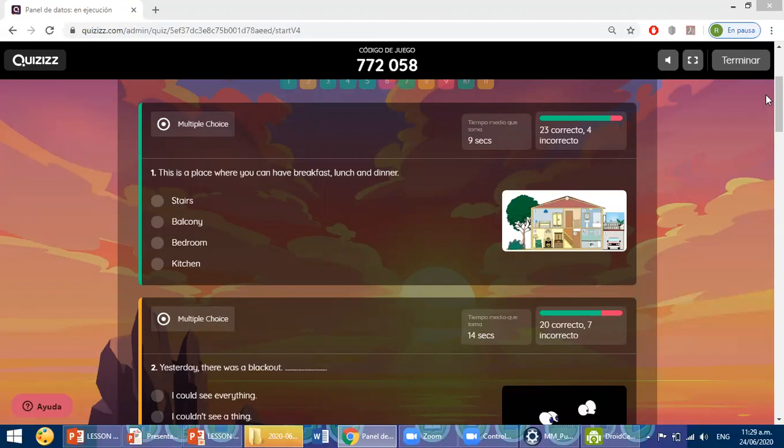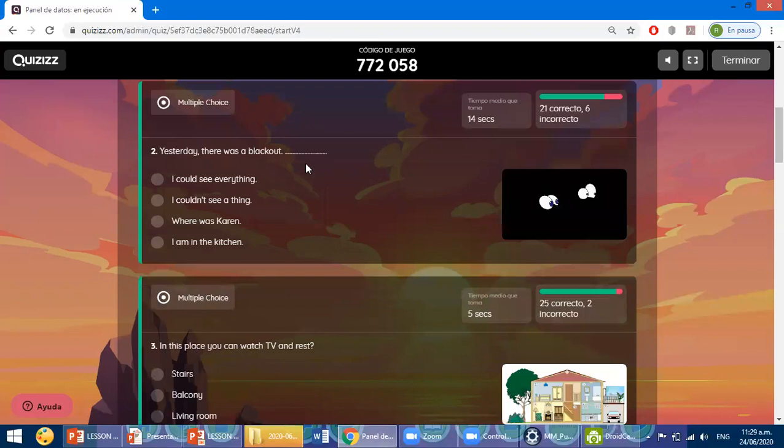The kitchen. The kitchen, very good. Adriana, complete this. Yes. May I go to the bathroom, please? Okay, go, Adriana. Alejandra, please. Teacher. Alejandra, complete this sentence. Yesterday, blackout. Yesterday, there was a blackout. Where was Karen? Where was Karen? Okay, not exactly. Megan, please complete the sentence, the idea. I could see a thing. Very good. I couldn't see a thing. Couldn't see. Okay, good.